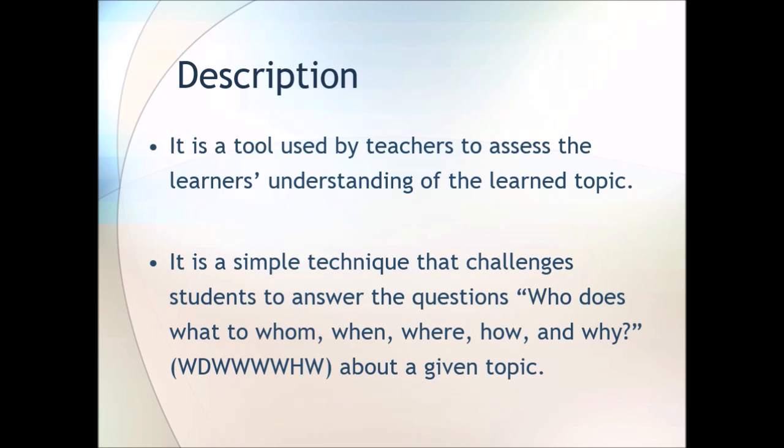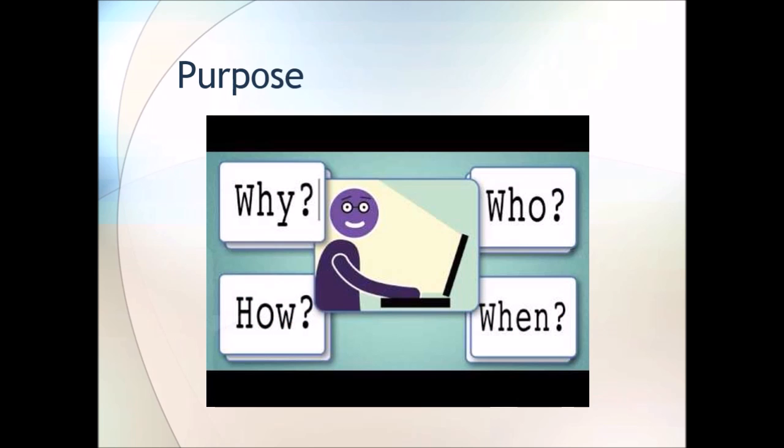One sentence summary is a simple technique that challenges students to answer the questions: who does what to whom, when and where, how and why, about a given topic, and then create a single informative, grammatical, and long summary sentence. It's a tool used to help students organize their thoughts and write a brief summary statement that captures the meaning of the material learned or read.